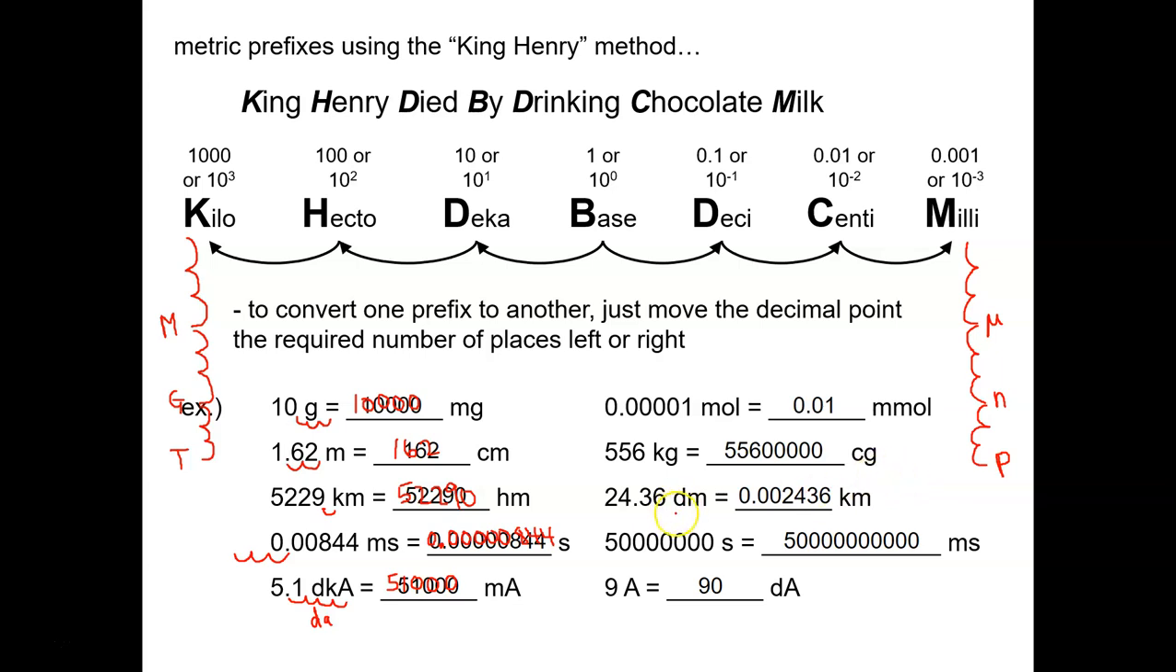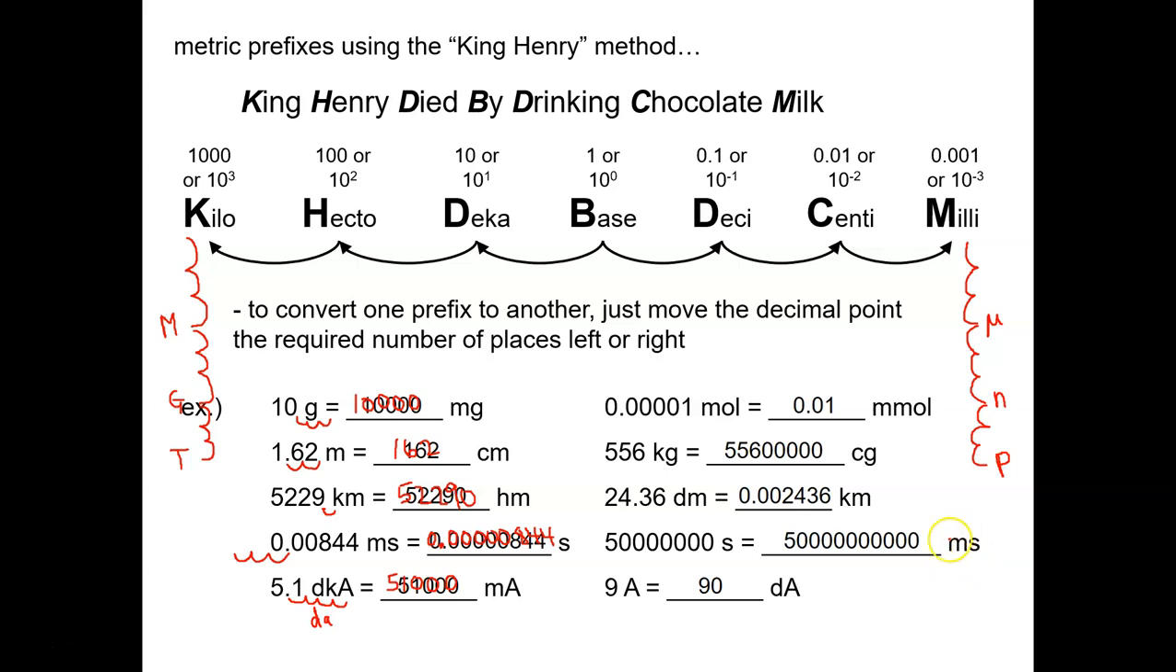The next one, this is just a D, not a DK, so this is deci, so this is decimeters to kilometers. So I'm going deci to kilo. Deci to kilo is 1, 2, 3, 4 places to the left. So I went 4 places to the left with this. So you notice how you're going to be working with this. As long as you remember these in order, then you're just moving your decimal point back and forth.